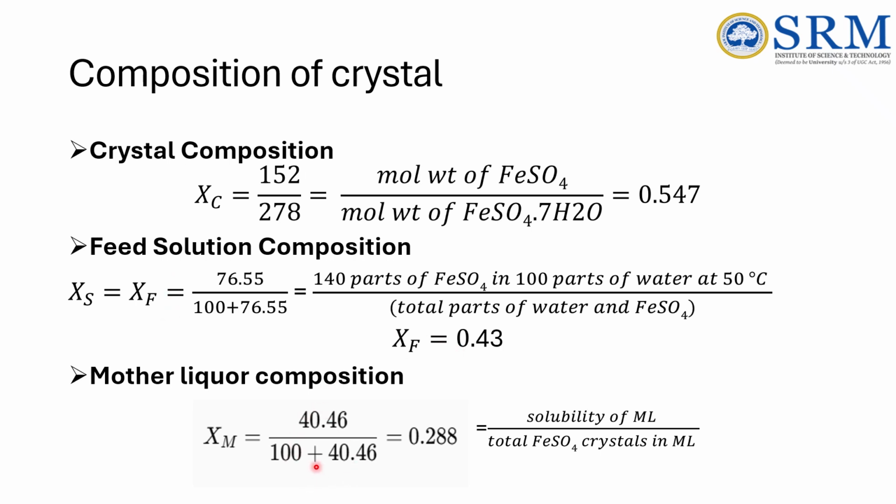Similarly, do it for the mother liquor. The solubility at 18 degrees, which is calculated in the previous step, is divided by the total, which is the iron sulfate present in the mother liquor, 40, plus 100 parts of water. This will give you the composition of the mother liquor. So the first step is the calculation of these compositions for doing a mass balance. The important thing is that we should know the molecular weights, and also how many crystal water molecules are required for crystal formation.